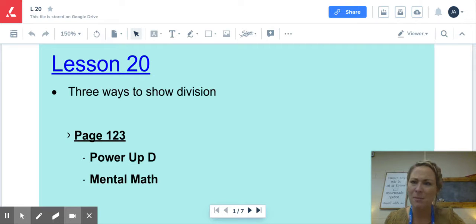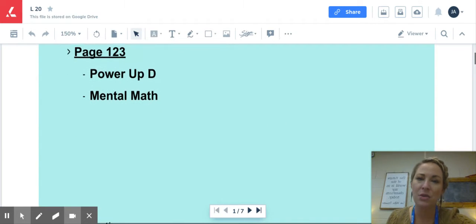So I'm reacquainting myself with this touchscreen Chromebook. It's going a little bit slower than I'd like, but hang in there. I'm just going to scroll here for a second. 3 different ways to show division.